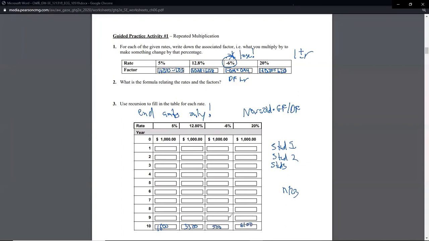6,100, so 20% growth 10 years in, you've sextupled your starting amount of $1,000. That's insane. 5%, you've only gained 60% of it. 12.8%, we've about tripled it. Negative 6%, woo, looks like we've been investing in oil too much. Shots fired.